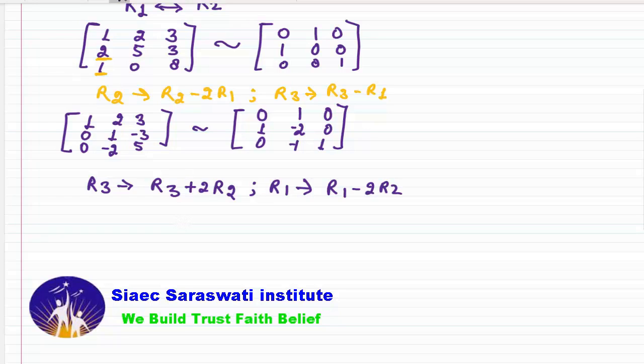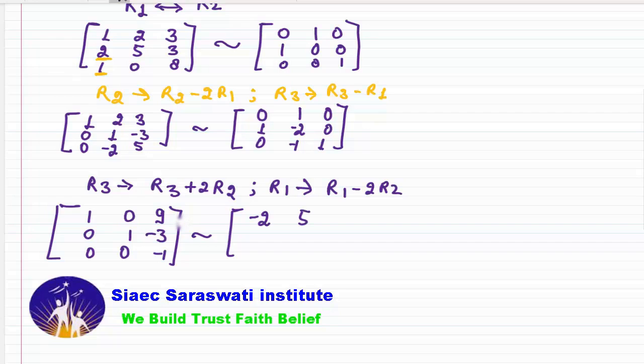Okay, so when we apply this property, the matrix will be 1 0 9, 0 1 minus 3, and 0 0 minus 1. Equivalent to this, on this side it will be minus 2, 5, 0, 1 minus 2, 0, that will be 2, minus 5, and it will be 1.